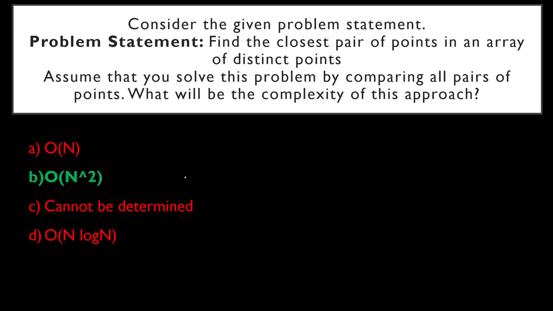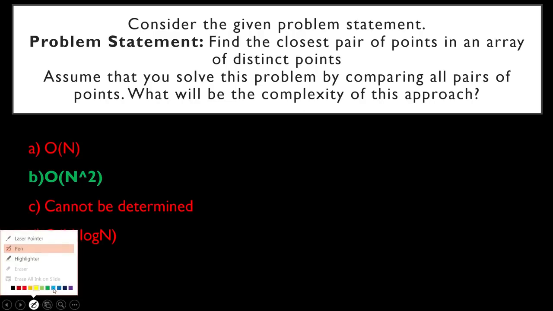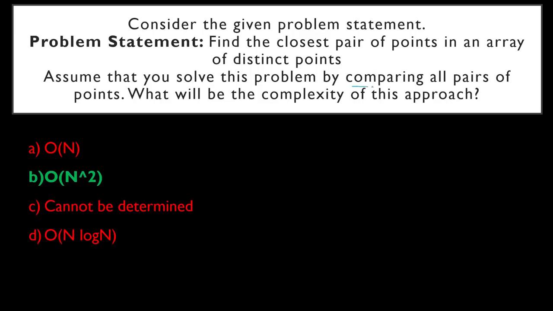That is why the answer for this is O of n square. Another trick is you don't need to know all this; by just reading this statement, comparing all the pairs of points, you will come to know that you're comparing each and every single point in the array, and that is why your complexity will be O of n square. So let us move on to the next question.